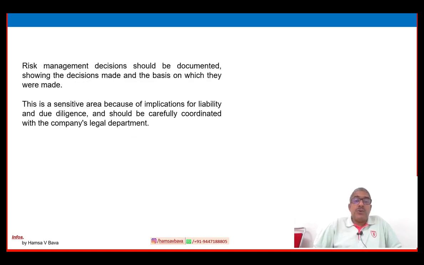Risk management decisions should be documented, showing the decision made and the basis on which they were made. This is a sensitive area because of implications for liability and due diligence, and should be carefully coordinated with the company's legal department. Risk assessment. So process risk management decisions come under this category.